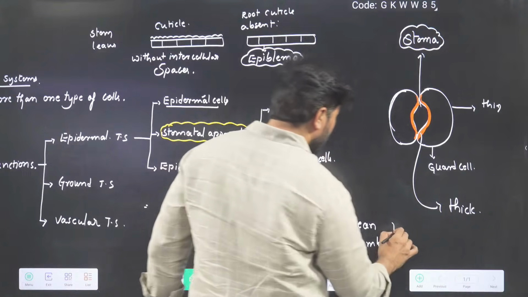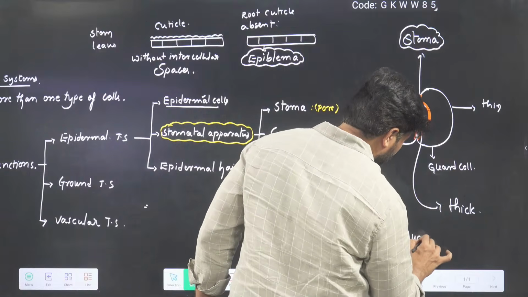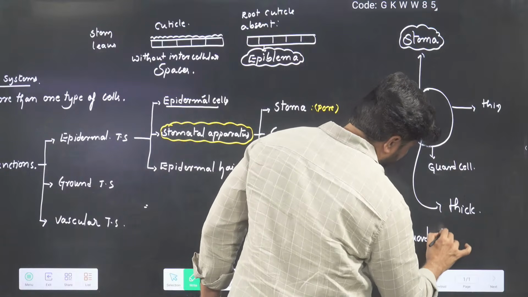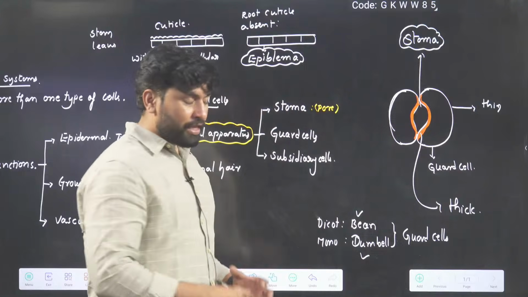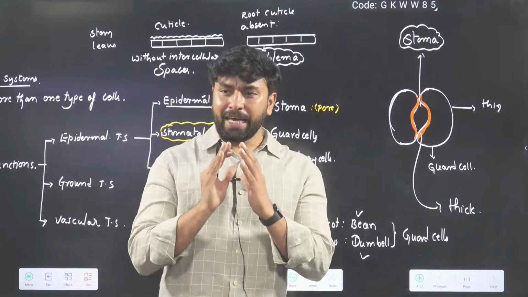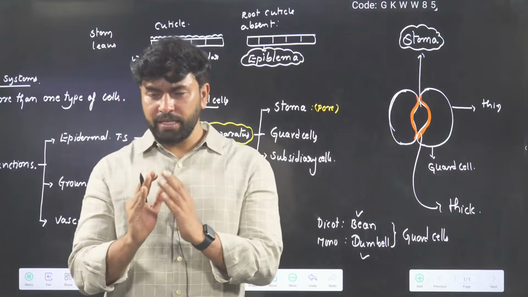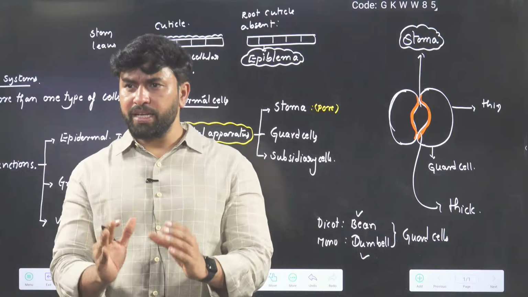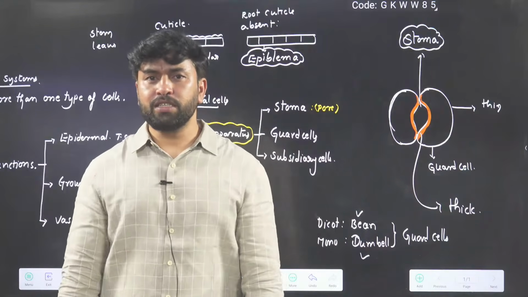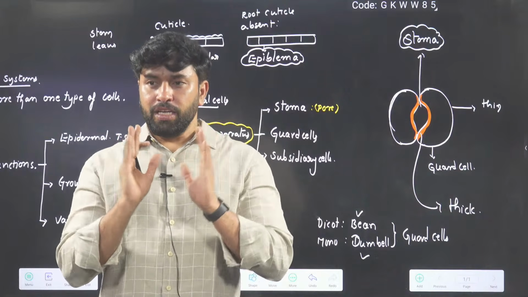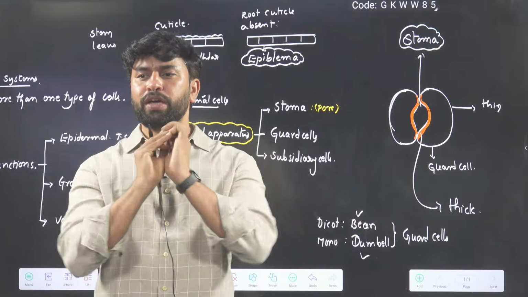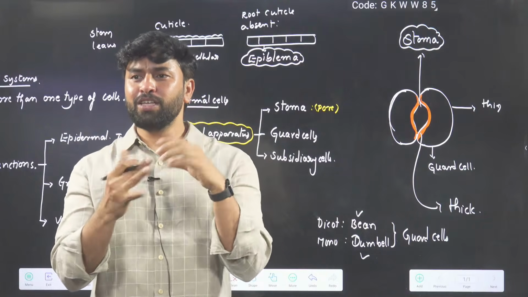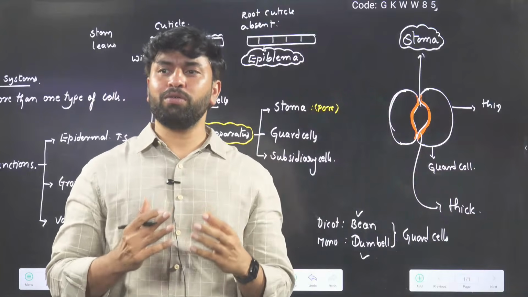Dumbbell shape, that is guard cell shape. But whether you take bean shape or dumbbell shape, they will form a gap between two cells. That gap should be there, then only we will call it as stoma. If two cells are there, they are flat and joined, no gap. At that time, there is no development of stoma over there.